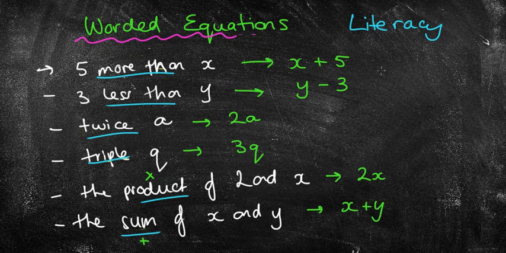Other ones to be wary of are things like the quotient of 2 numbers, which is divide. We might have the difference between 2 numbers, which is going to be subtract. So certainly we need to get used to that terminology.